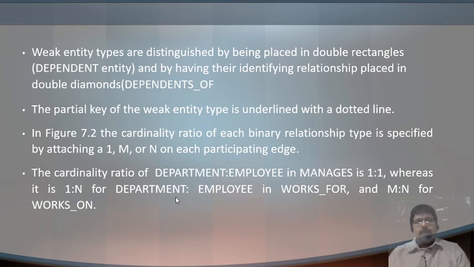This is defined with the department and employee. If you consider these cardinality ratios, 1:1 is for manager between department and employee, and 1:n is between department and employee who works for a certain department, and m:n for works on, which is the employee working on a project. It may be one or more than one project, and those concepts we have already discussed.